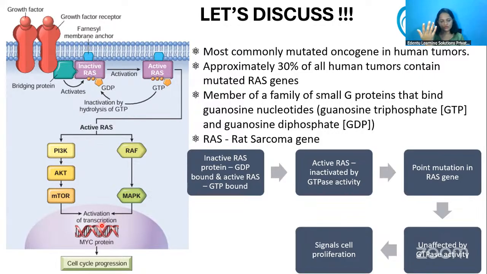Lots of MYC protein are released and it can lead to cell proliferation. It signals the cell proliferation and it helps in the progression of the cell cycle also. So that's how the tumor is getting formed with the help of this mutated RAS gene. This mutated RAS gene is the most common mutated oncogene present in human tumors. Around 30% of all the human tumors that you take will have this mutated RAS gene.